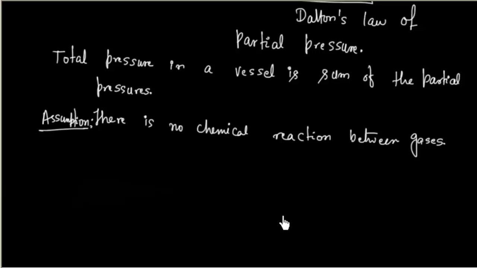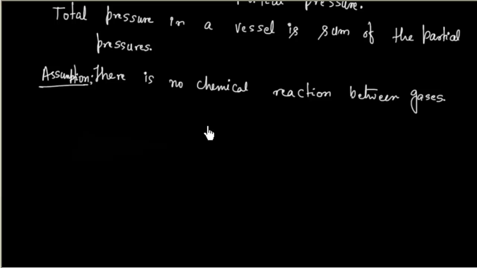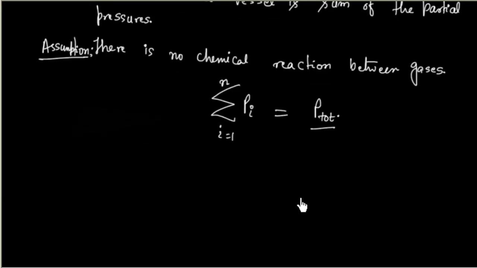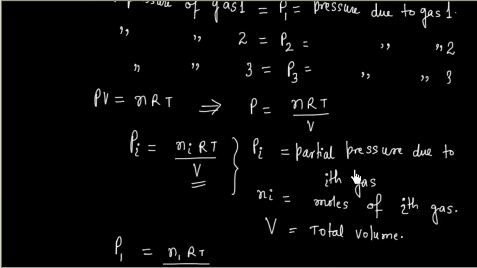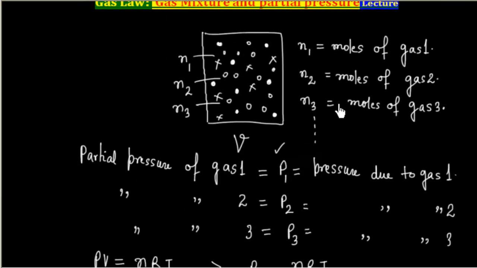So we can calculate the partial pressures, and then we can add them to get the total pressure. If I summarize, this is the sum of the partial pressures, i goes from 1 to n, and this is equal to P total. So we can calculate each partial pressure, and then add to get the total pressure. So this is Dalton's law of partial pressure, that is, the sum of the partial pressures is equal to the total pressure. An important point is that the gases are not reacting with each other.